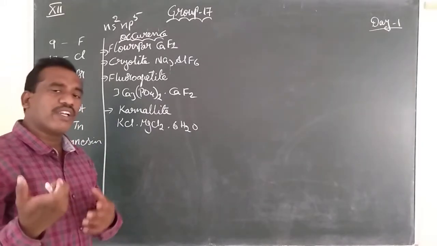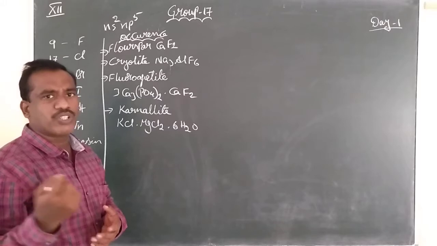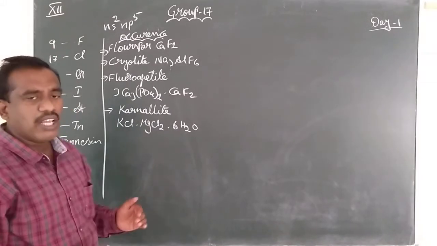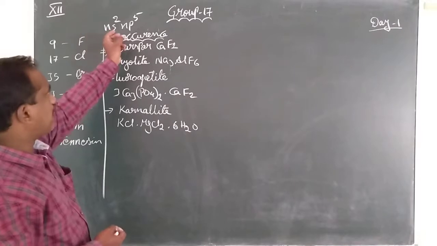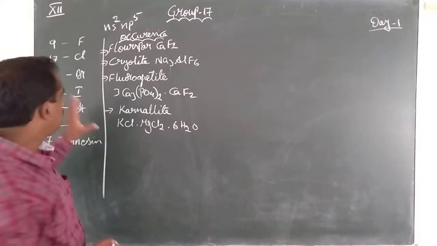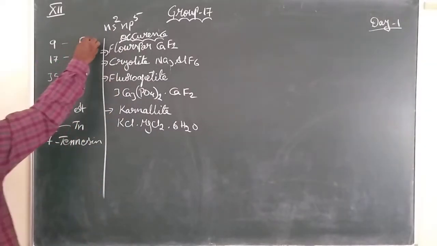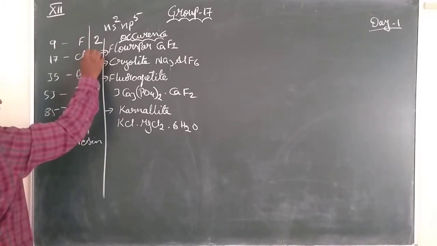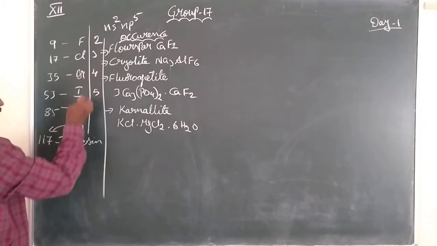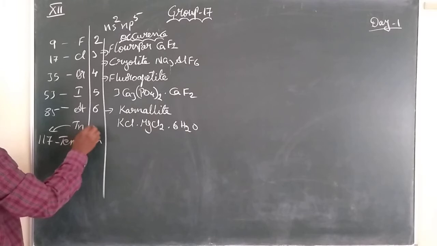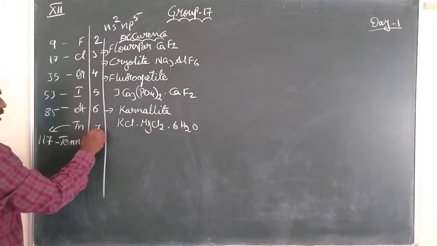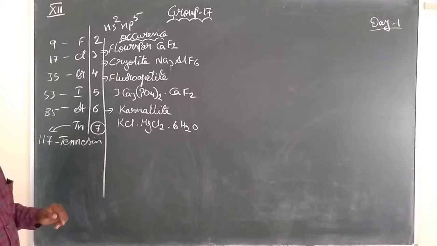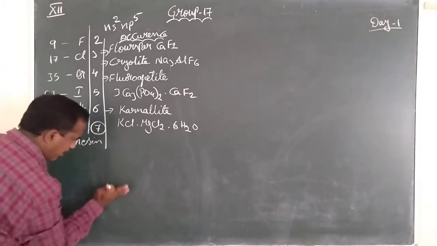After the occurrence, you are given the textbook tabulated data. A very good table is given. You can see the atomic number and the general electronic configuration given. Don't forget, fluorine belongs to the second period, chlorine the third period, bromine the fourth period, iodine the fifth period, astatine the sixth period, and tennessine the seventh period. If you remember this n, you can write the electronic configuration of any element.